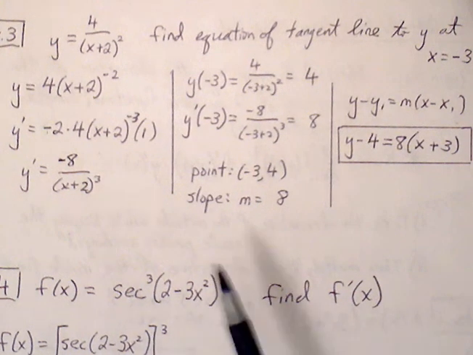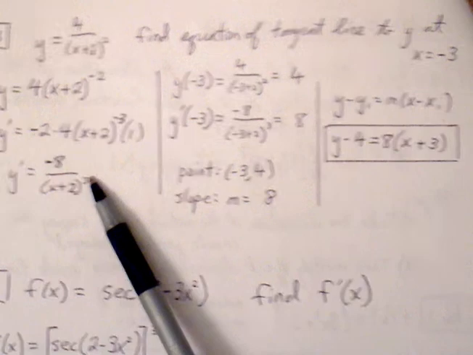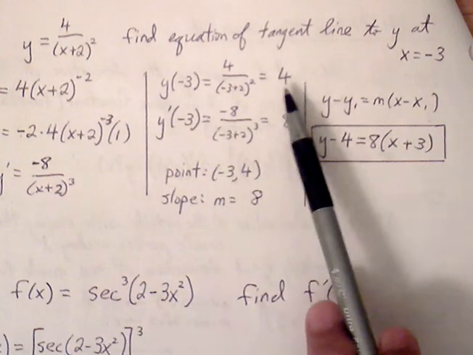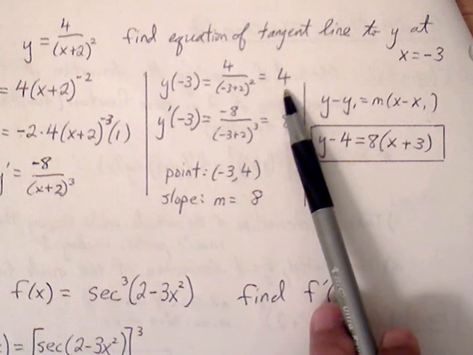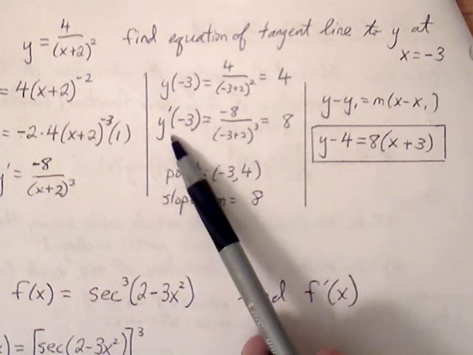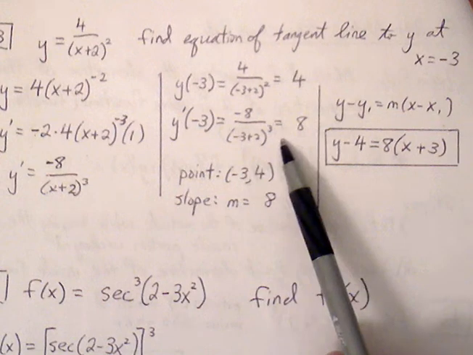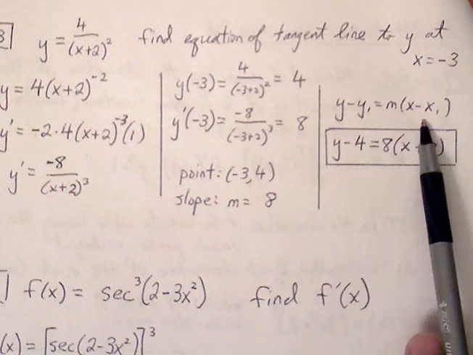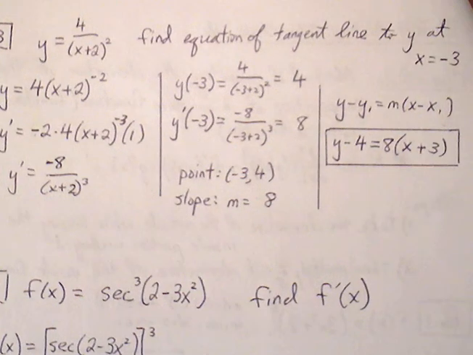Okay. So we have our derivative. If we want to find the tangent line equation, we plug negative 3 into the original function, which gives us our ordered pair. And then if we plug negative 3 into the derivative function, that'll get us our slope. So we have our ordered pair, we have our slope, and then we just plug into point slope, and we have our tangent line.